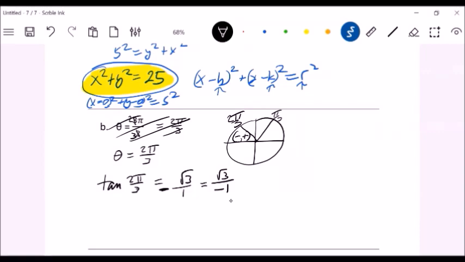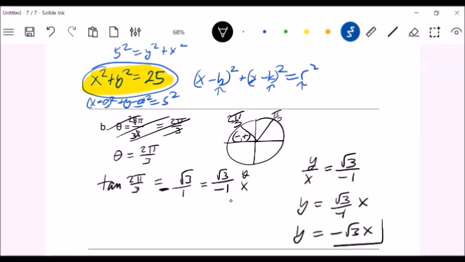Okay. So with the y, we know that that's y and that that's x. So let's set that up as y over x equals square root of 3 over negative 1. Multiply both sides by x. Now we don't need that negative 1 there anymore. We'll just put it negative root 3 x. You now have an equation.